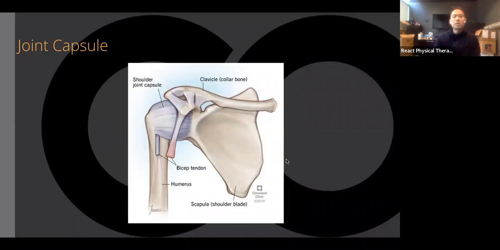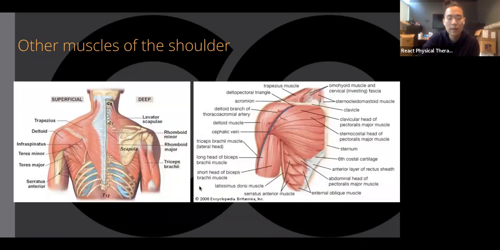The joint capsule is a collection of ligaments, and it's filled with fluid, and it helps to lubricate the shoulder. We'll talk about this later. And then we have a bunch of other muscles in the shoulder. As you can see, it's very complex. In the back, we have the traps, we have the delt, and then in the front, we have your pecs. That's the main one that we're concerned with when it comes to the shoulder.